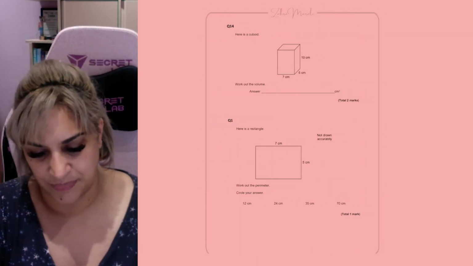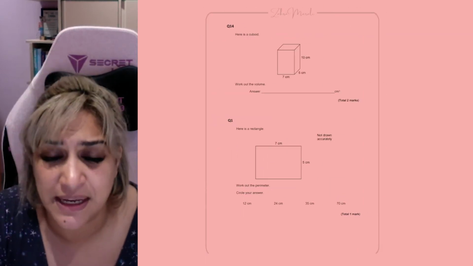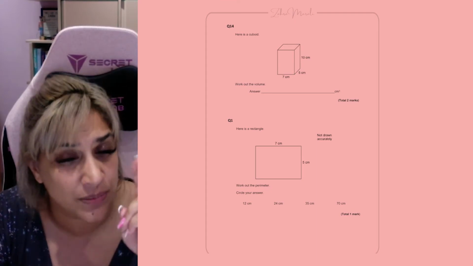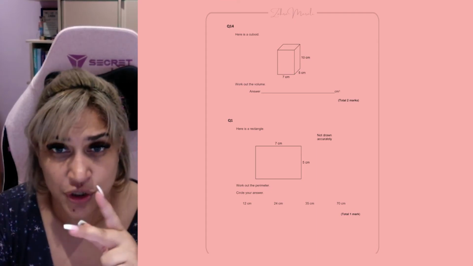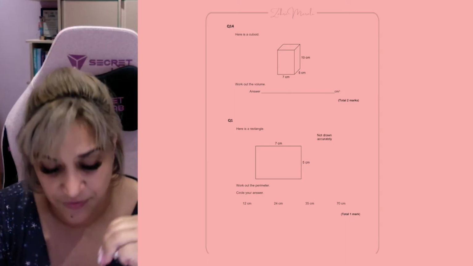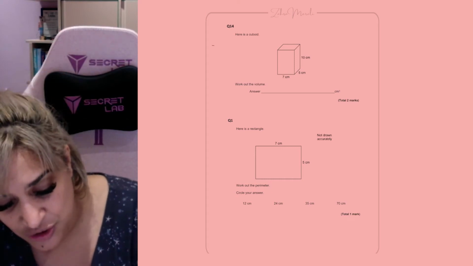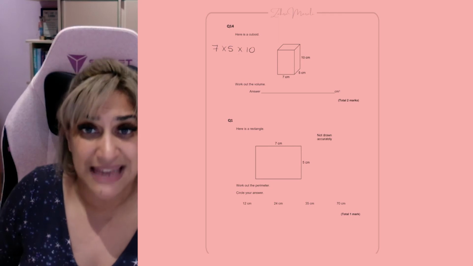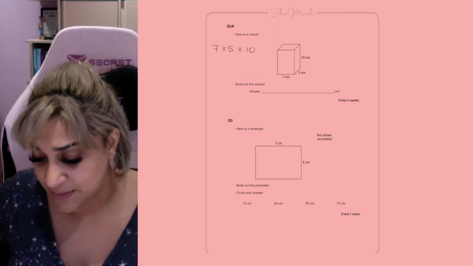Right. We've got a cuboid and we want to work out the volume. Right, area, you times two numbers together. A length is always 1, area is 2. Volume, you should be timesing 3 numbers together. We're given 3 numbers, we're literally just going to multiply them. So 7 times 5 times 10. This was in a non-calculator paper.